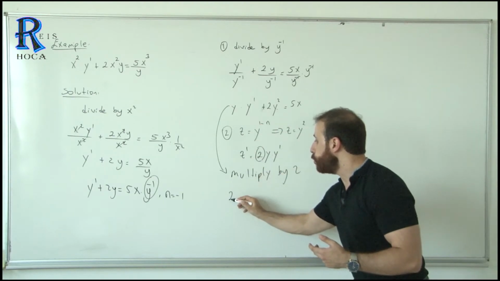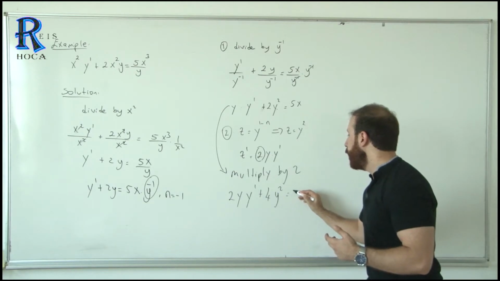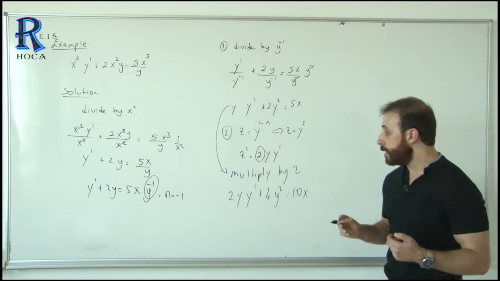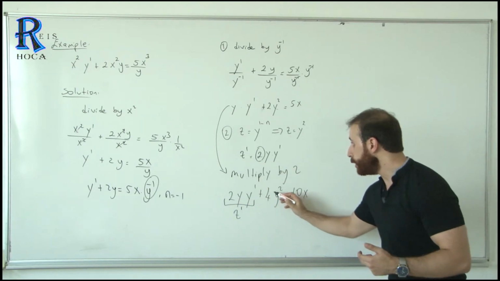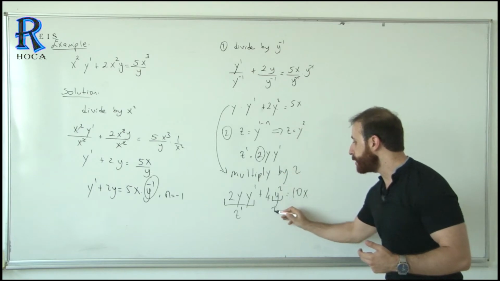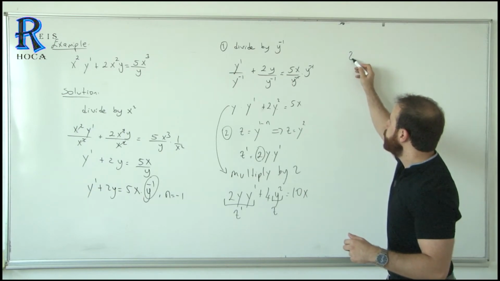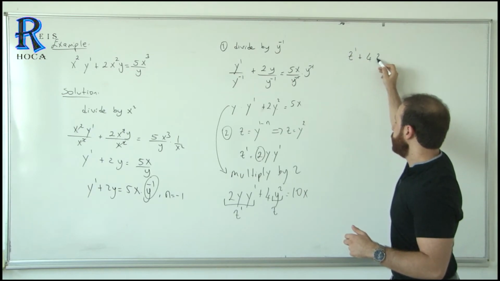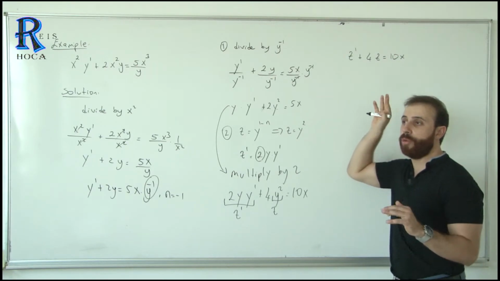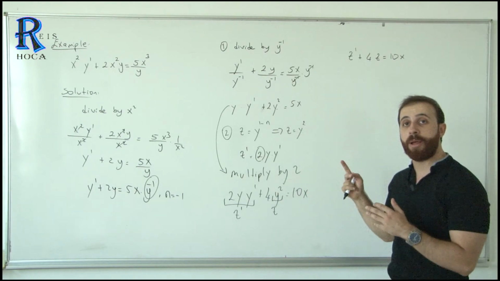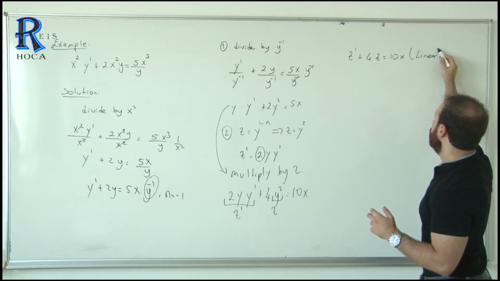Let's multiply: 2y prime, 4y squared, 10x. So look, this part is exactly z prime. This part, y squared, is exactly z. That's why we made everything correct until here. So z prime equals 4z plus 10x. You see, before we had y prime and y, and there is no y on the right side. Instead of y we have z: z prime, z, and there is no z on the right side. That's why this is a linear differential equation.